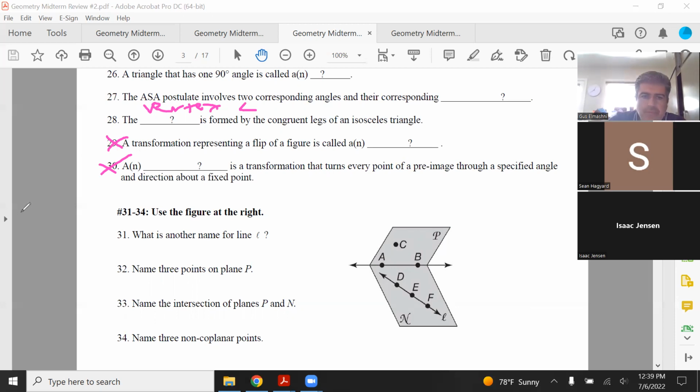Okay. What was the name for line L? You could say DF, or you could use E if you want. And 3 points on plane P, ACB would work, or DF, or some combination of that. The intersection of planes. Oh, actually, these are two different planes. I didn't see that. The intersection of planes P and N is line AB. And 3 non-coplanar points. We can't put, I guess, CBF all in the same plane. So I guess you could say that.